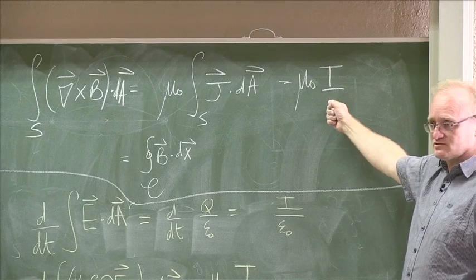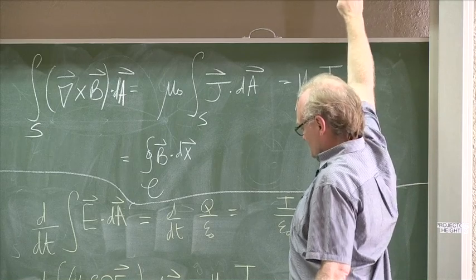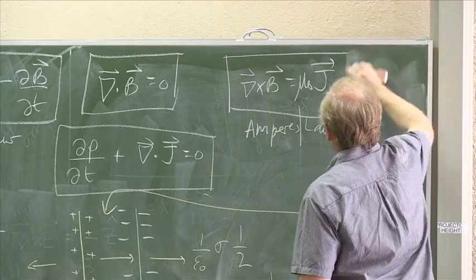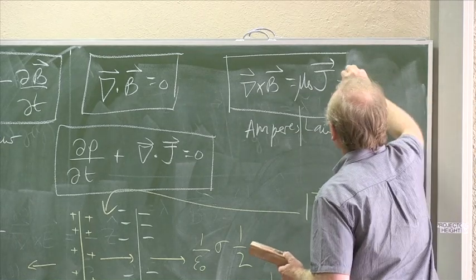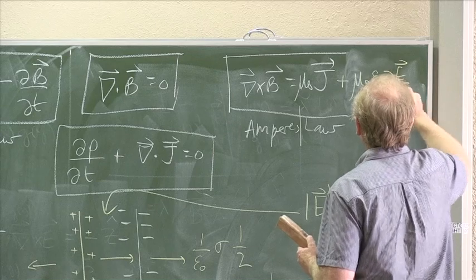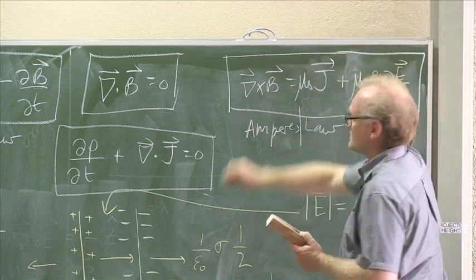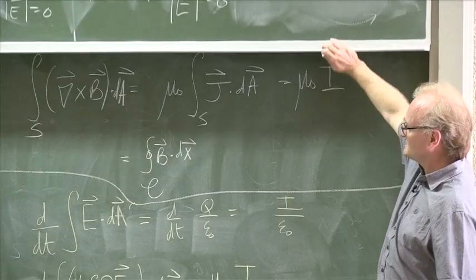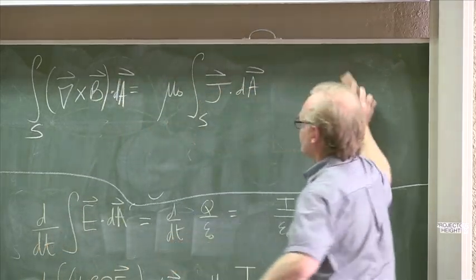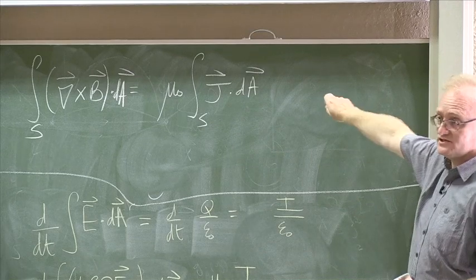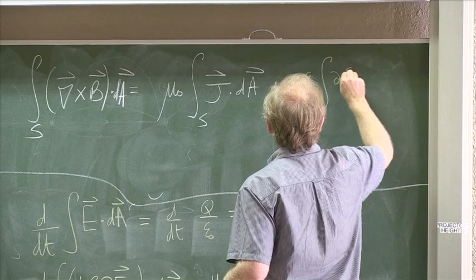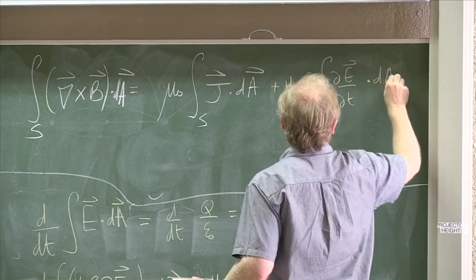So I'm going to change Ampere's law. I'm going to change Ampere's law as follows. On this side, I'm going to say plus mu naught epsilon naught dE dt. Now let's see what happens. If I do exactly the same thing that I did before, I need to add the extra term to this top equation. So I need to say plus mu naught epsilon naught integral dE dt dot dA.